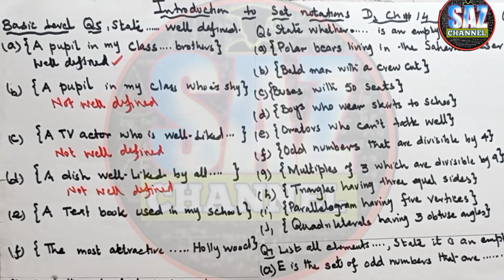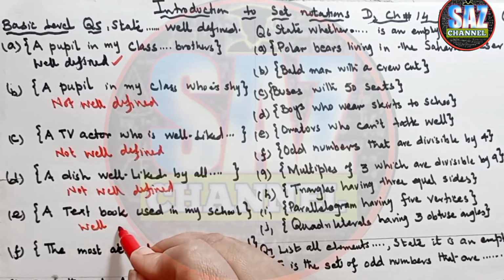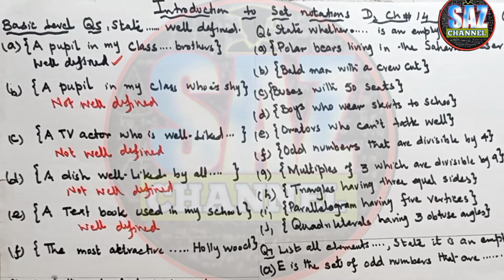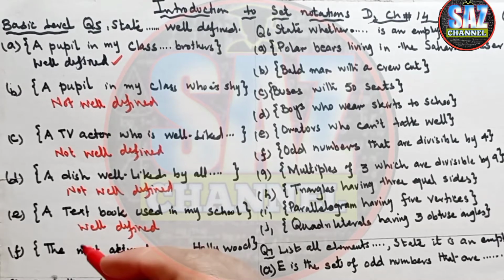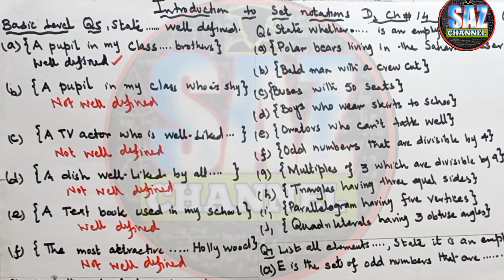Coming to the next part, a textbook used in my school. This can be well defined because everybody has to read the same textbook. So it will be a well defined set. The most attractive actor in Hollywood: again, there is no tool that can measure the beauty or attractiveness of any person. So these types of statements are not well defined.